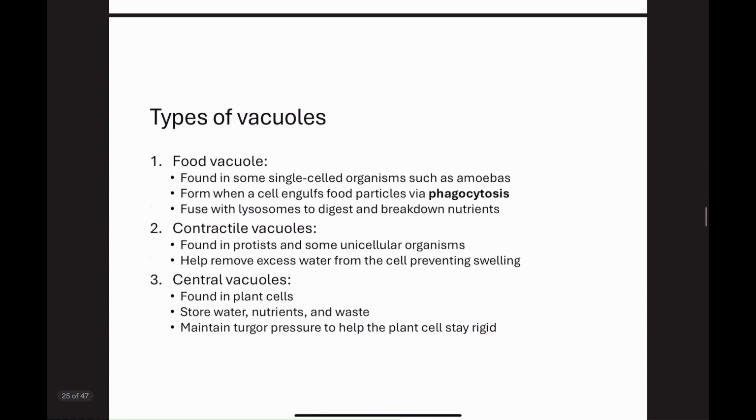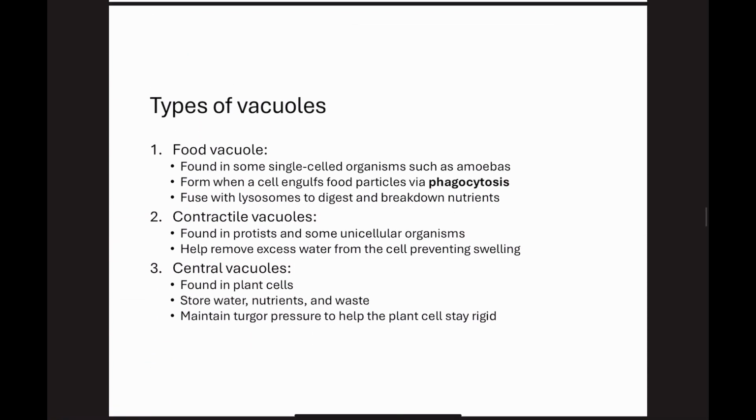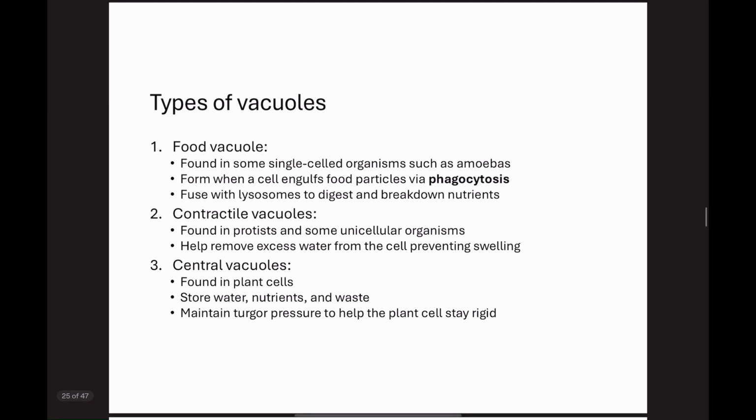So we have different types of vacuoles, and one of the kinds of vacuoles that we have are food vacuoles, and we are going to find them in some single-celled organisms such as amoebas, and we're also going to find them when a cell engulfs food particles via phagocytosis. And these food vacuoles, they fuse with lysosomes where enzymes are going to digest food.